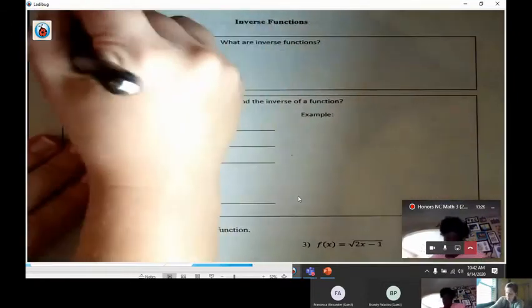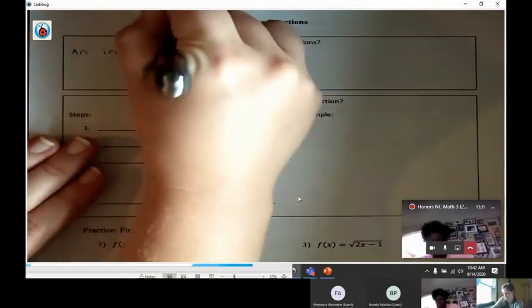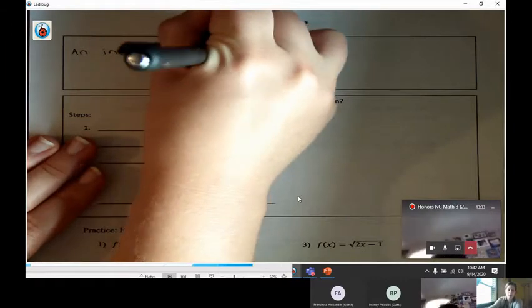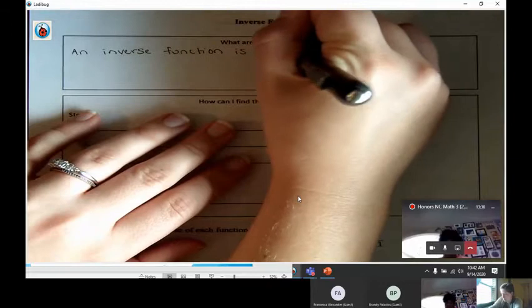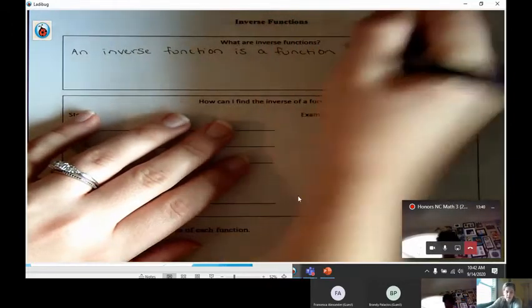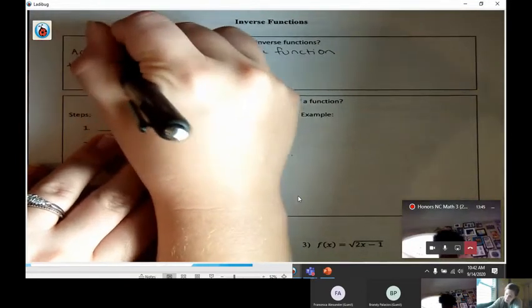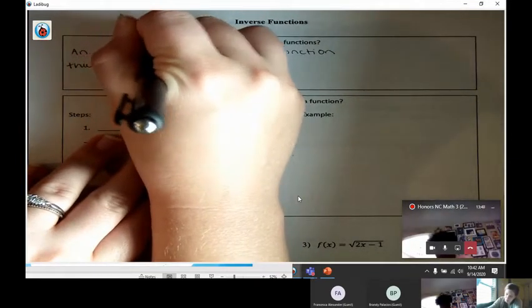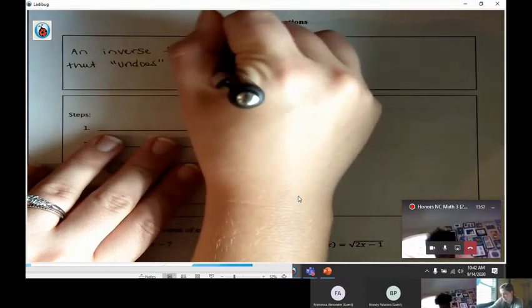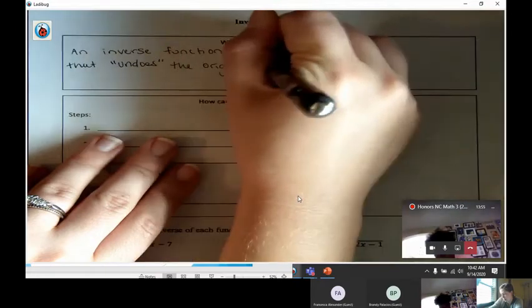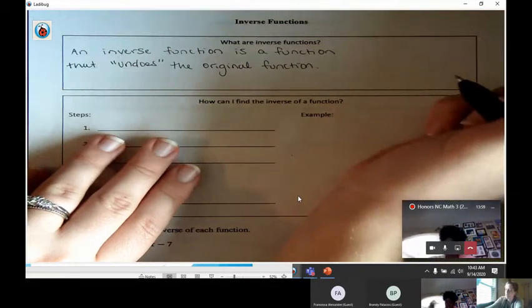So an inverse function is a function that undoes the original function. Okay, so it does the opposite of the original.